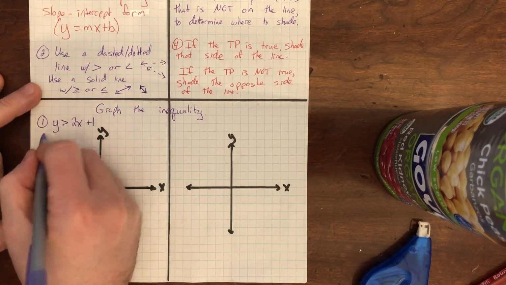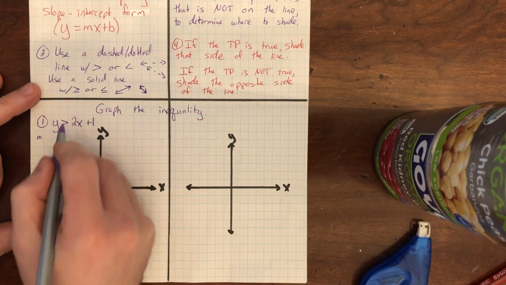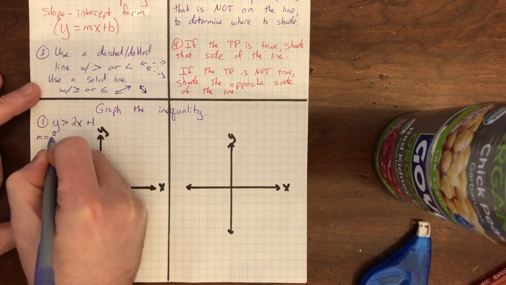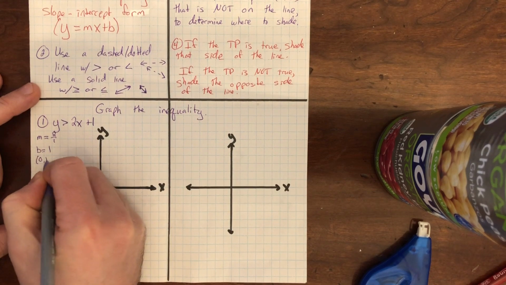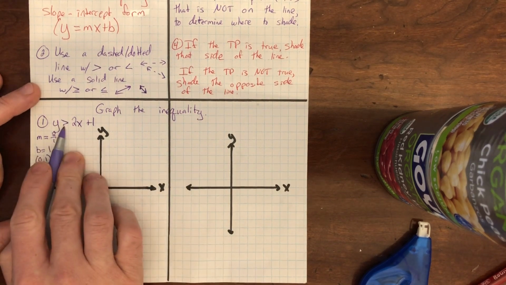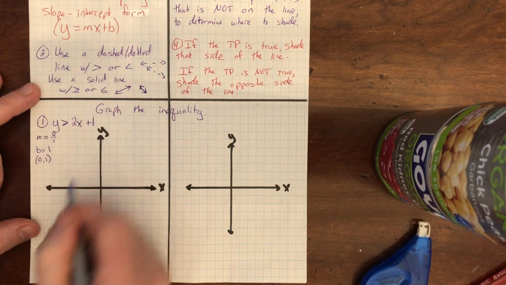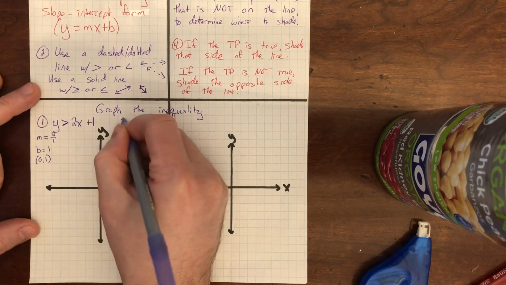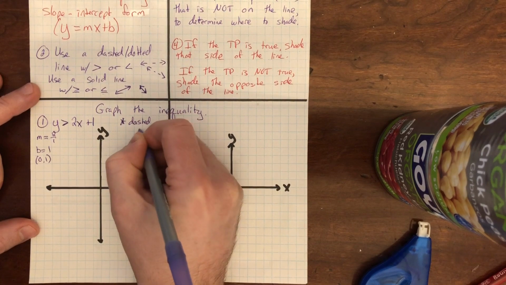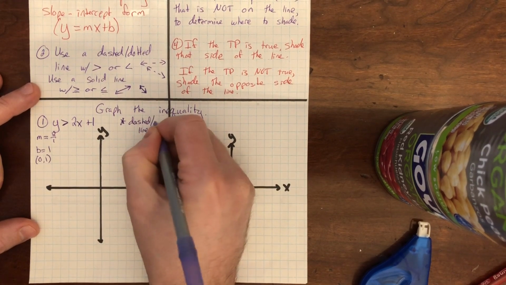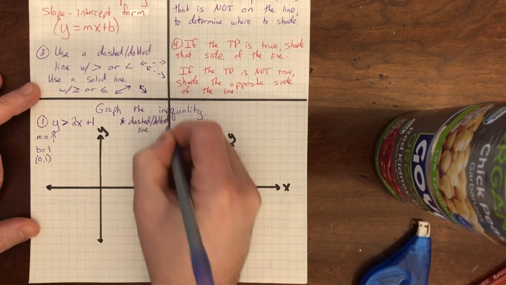When we have this, I like to go through and notice it's already in slope-intercept form, which is great. Our slope is 2 over 1. Our b is 1. Because this is just greater than, this is going to tell me it's going to be a dashed line. If you want to say dotted, that's fine.